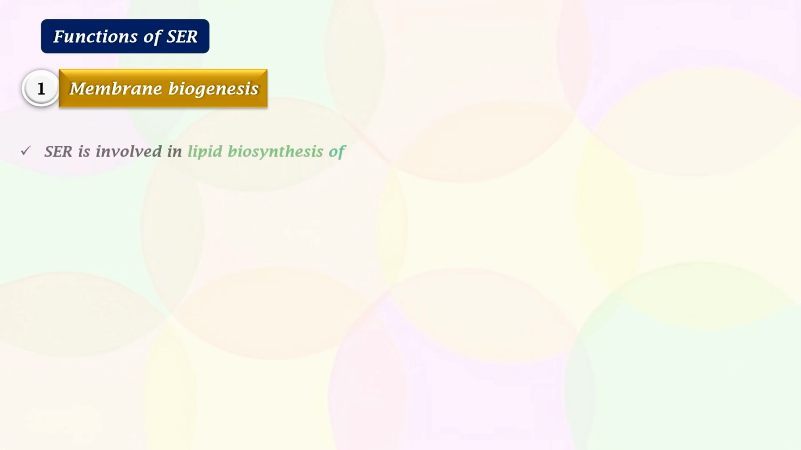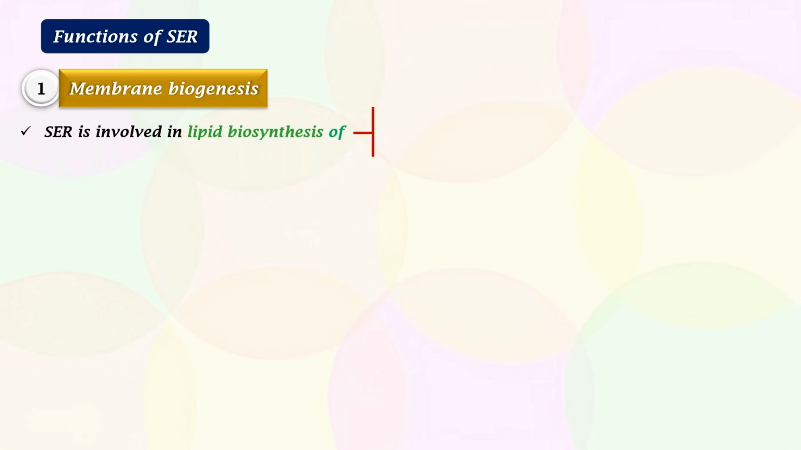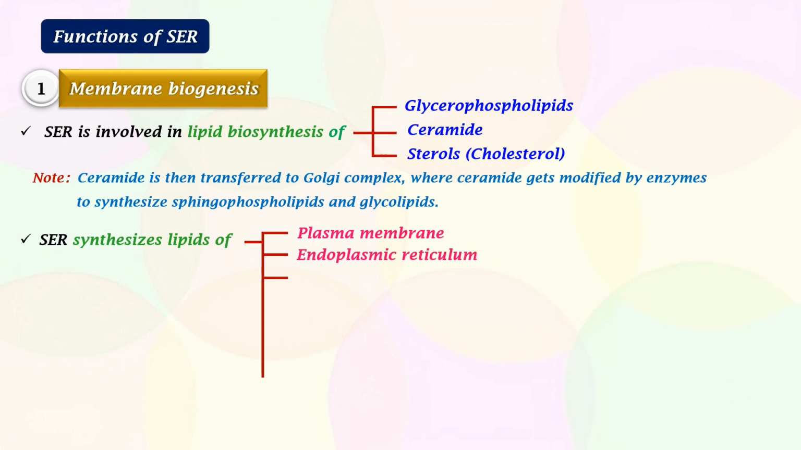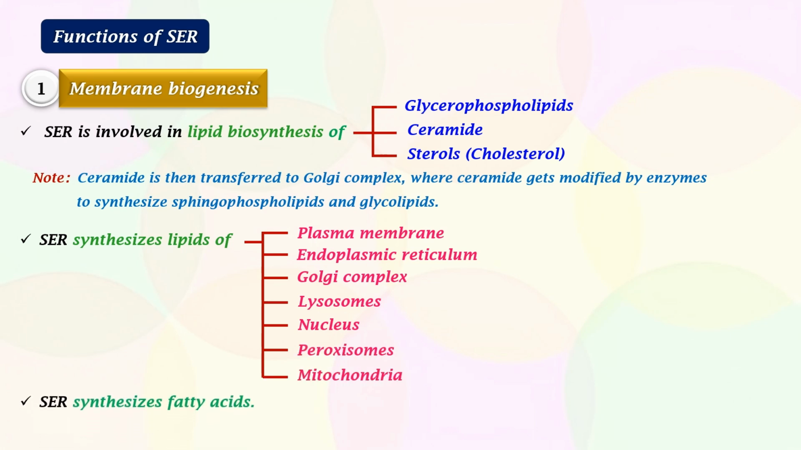SER performs various important functions. Let's briefly list them all here. The primary job of smooth ER is membrane biogenesis. SER is involved in lipid biosynthesis of glycerophospholipids, ceramide, sterols such as cholesterol. Ceramide undergoes modifications by enzymes in Golgi apparatus to form complex sphingophospholipid and glycolipids. SER also synthesizes lipids of plasma membrane, endoplasmic reticulum, Golgi complex, lysosome, nucleus, peroxisome, and mitochondria. SER synthesizes fatty acids and is involved in desaturation of fatty acids.